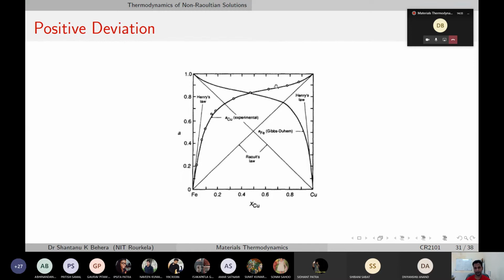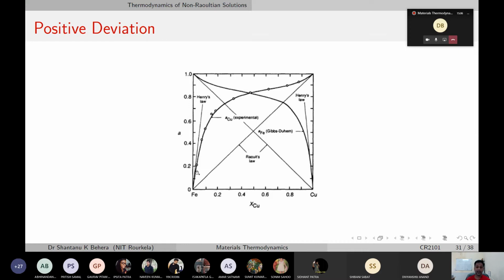it's very much higher than what it would have been had it been in a Raoultian solution. And almost the same reciprocating kind of behavior is seen by the activity of iron, which again goes here, okay, in this identical liquid. So the exaggerated positive deviation from Raoult's law is seen in the iron copper liquid solutions.